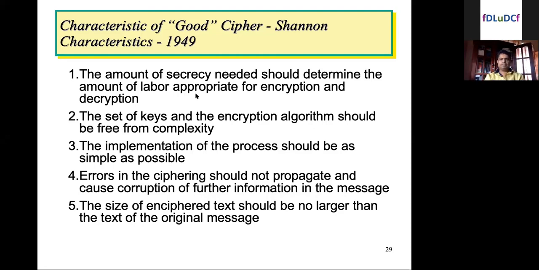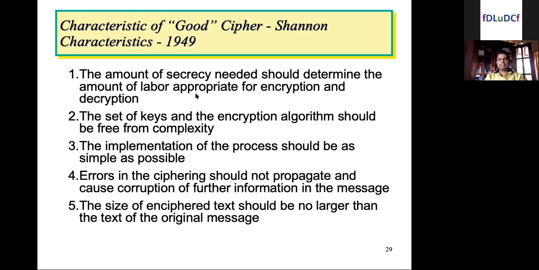One of the simple encryption operations we use even today is the XOR operation. In the third property, Shannon says the implementation process of the cryptography algorithm should be as simple as possible. That is correct even today, because we are using those algorithms in devices and many places where we should be able to implement them very fast. In the fourth characteristic, he said errors should not propagate. That is correct even today because when you do transmission, if errors propagate, we need to use high bandwidth and so on.